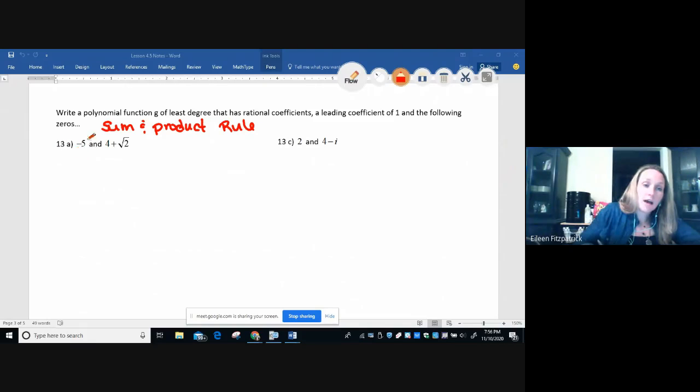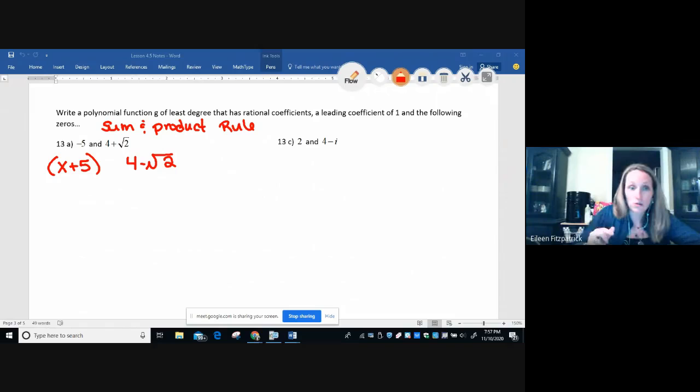So again, if -5 is a solution, that means that the factor x plus 5 is one of the binomial factors of the polynomial, because if I set that equal to 0, I get x is equal to -5. Okay, so that one's easy. Now, if 4 plus root 2 is a solution, that also means that 4 minus root 2 is a solution. Okay, and that's because think about if you have plus a radical, then at some point you took the square root of both sides and you would have had the plus minus. Okay, so this is what you're going to do the sum and product rule with.